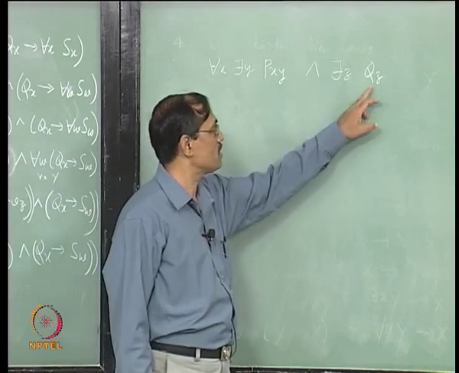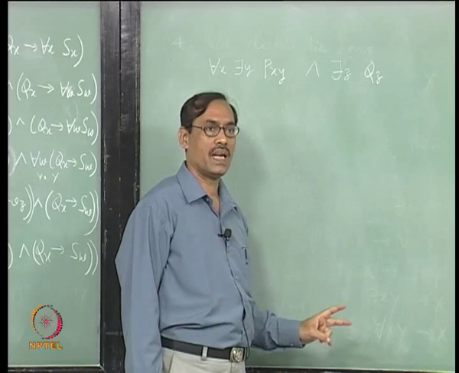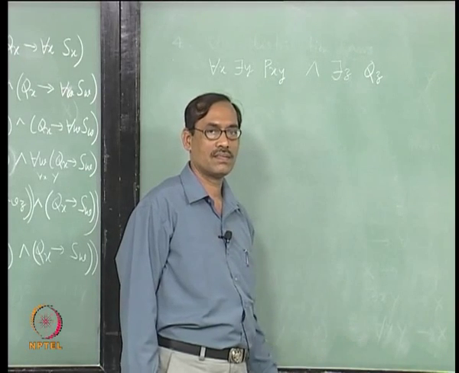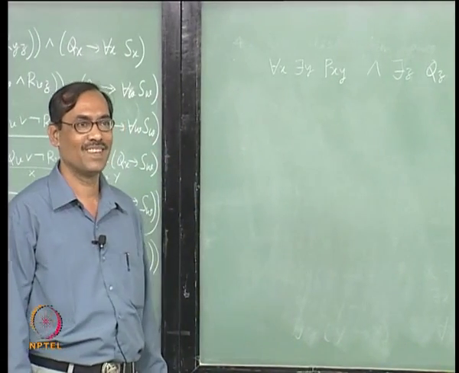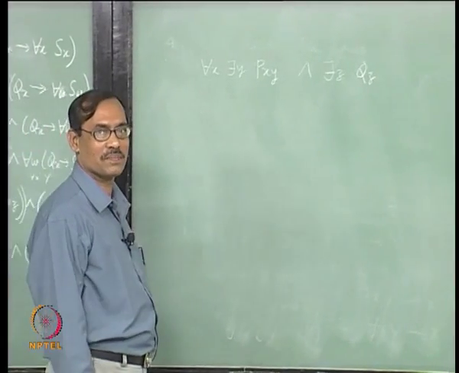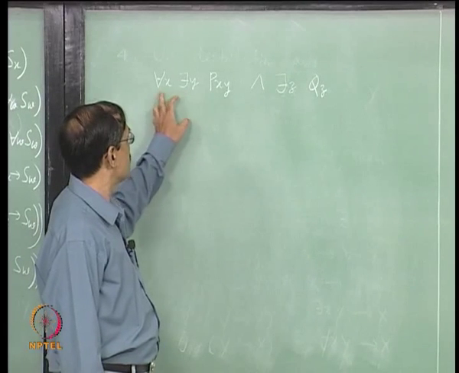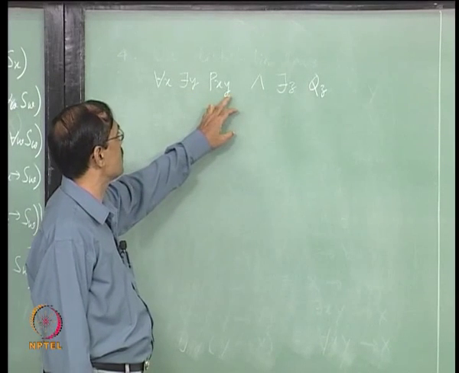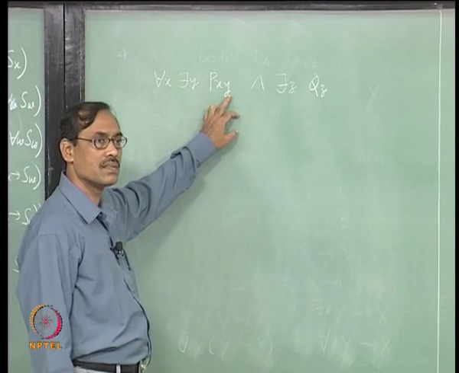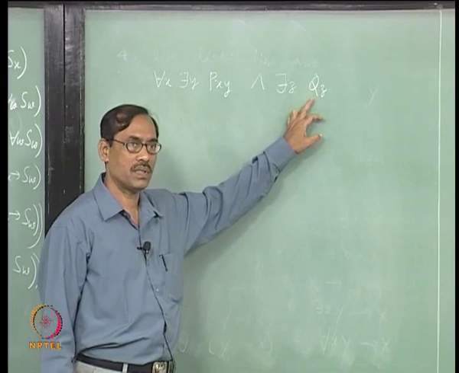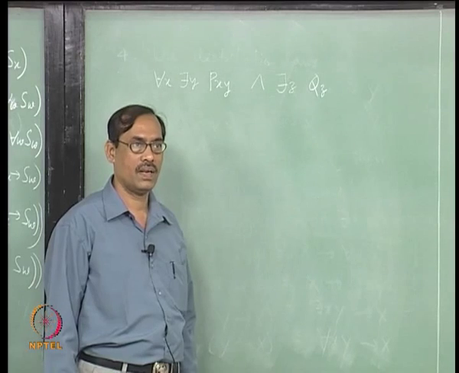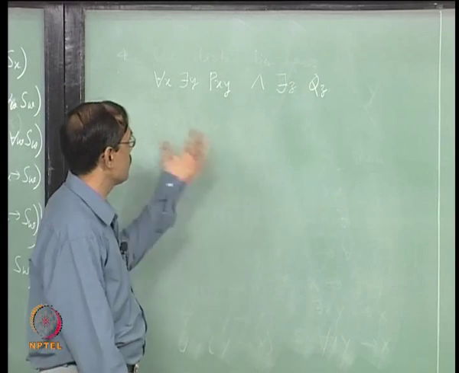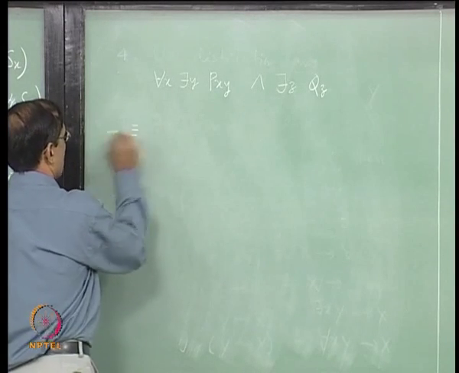And suppose q means, q z means z has 12 fingers, 11 fingers, let us say, you have one model for it. Okay. Z has 11 fingers. Now, what do we do? This sentence can be read as each person has parents and there is a person who has 11 fingers, right. So, now when you bring it to this form, how does it look like?